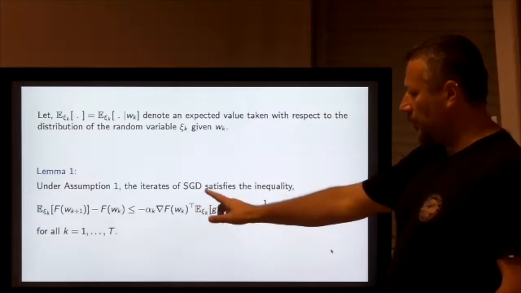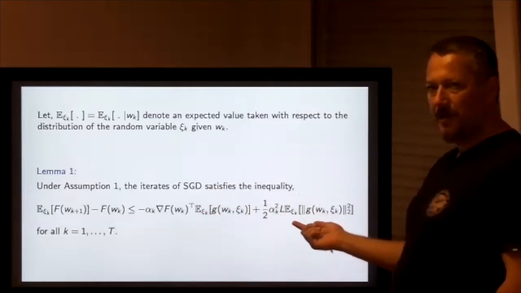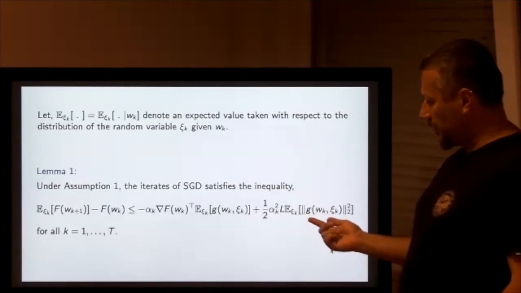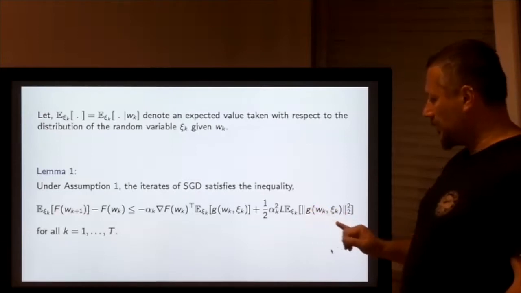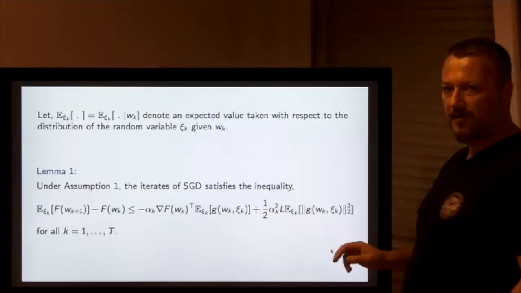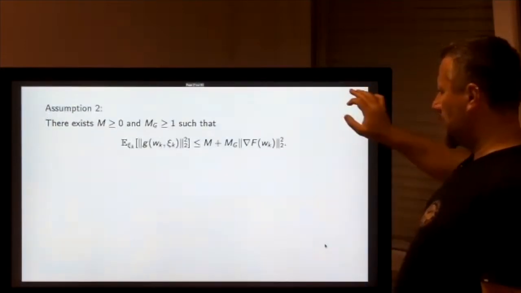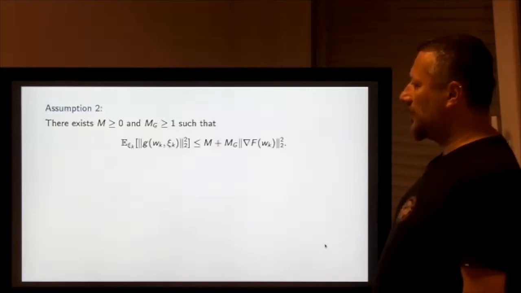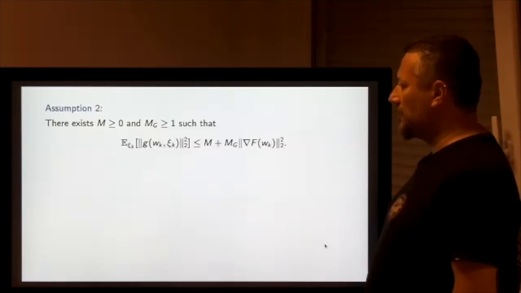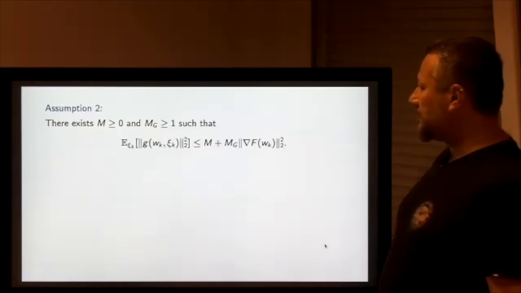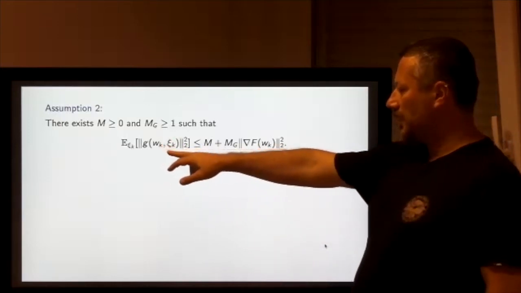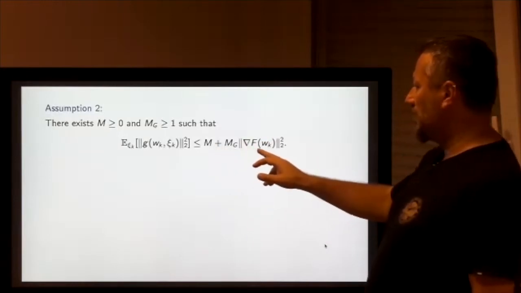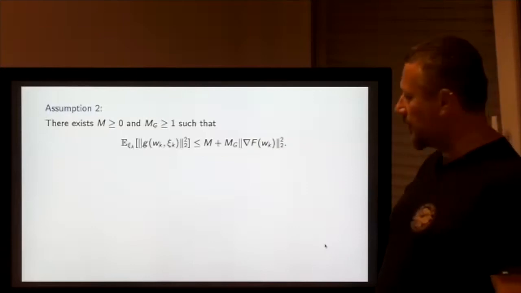We want the whole first term to be negative, and this second one is positive, but hopefully it is not very big. So to guarantee that this is decreasing in expectation, we want to bound the second expression here. Especially we want to bound the expectation of the square of the norm of the stochastic gradient. So that will be our second assumption. We are going to assume that there exists a positive M, or 0, and another constant M_G, which is bigger than or equal to 1, such that the expected value with respect to ξ_k of the stochastic gradient's norm squared is smaller than or equal to M plus M_G times the squared norm of the gradient.